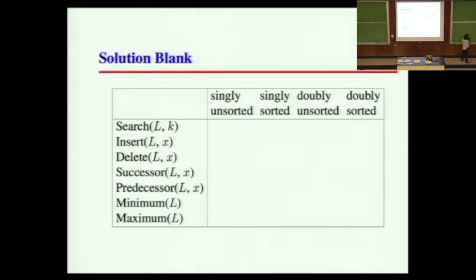Doubly unsorted, you're doing successor. Yes? Did I say no, it's O(n)? Oh, because it's a singly linked list, so you can't go back. That's a doubly linked list. Two.